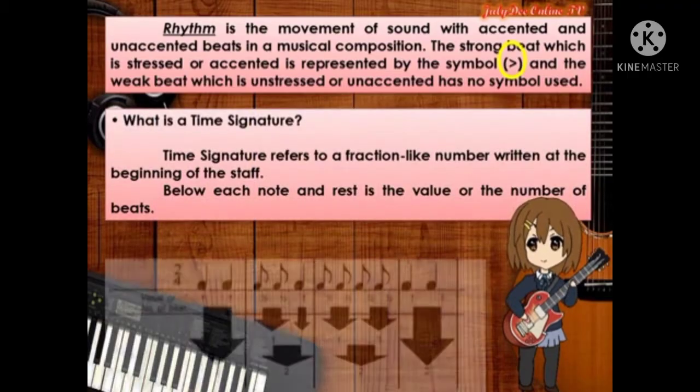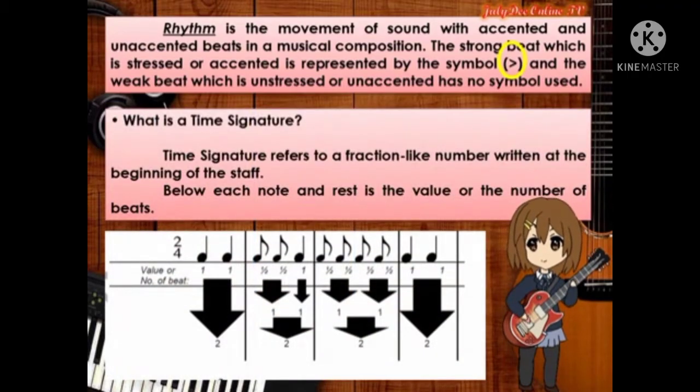What is a time signature? Time signature refers to a fraction-like number written at the beginning of the staff. Below each note and rest is the value or the number of beats. The illustrations show a 2-4 time signature. Let's study the value of each note. For quarter note, the value or number of beats is 1.